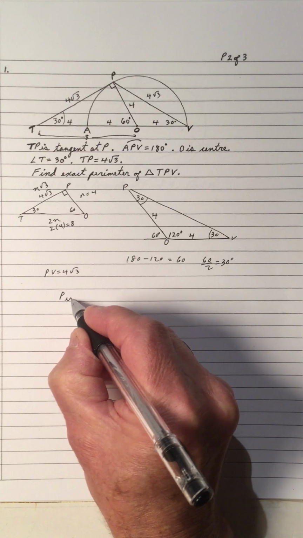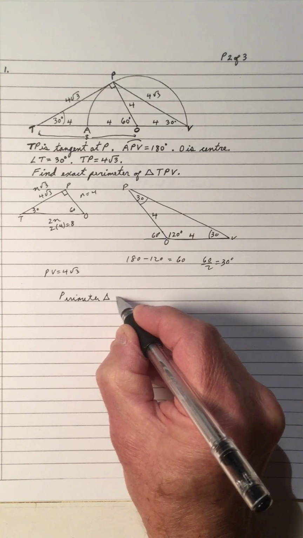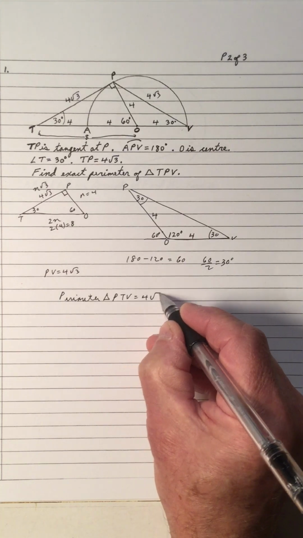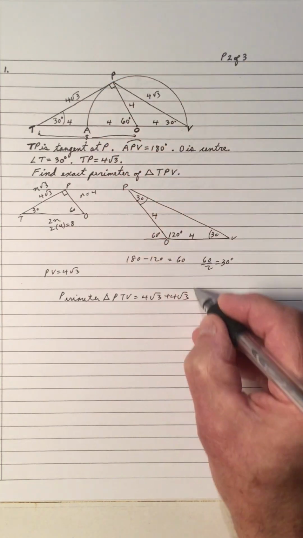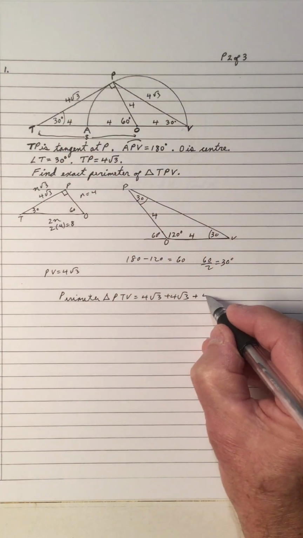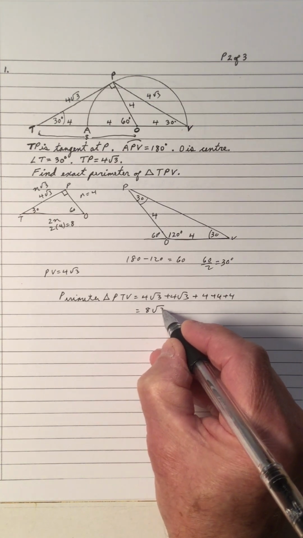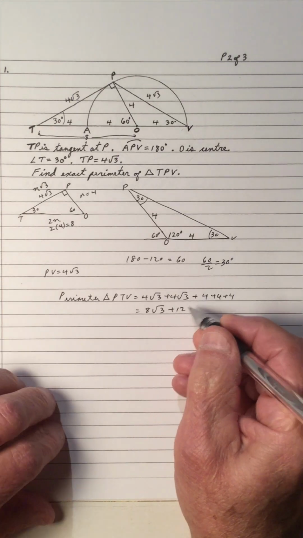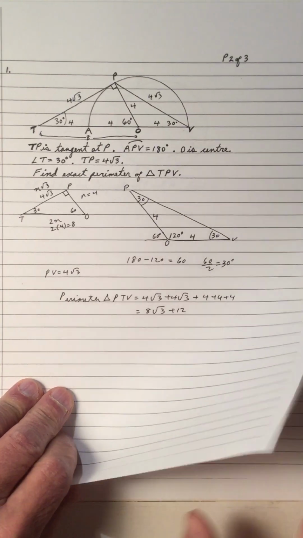So the perimeter of the triangle PTV is 4 root 3 plus 4 root 3, plus 4 plus 4 for this side of length 8. Adding all these up, that's 8 root 3 plus 12. It didn't give any units, so whatever the unit is. So that's the exact perimeter.